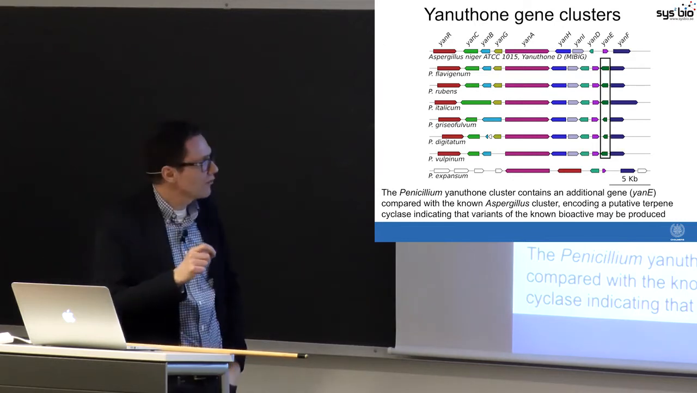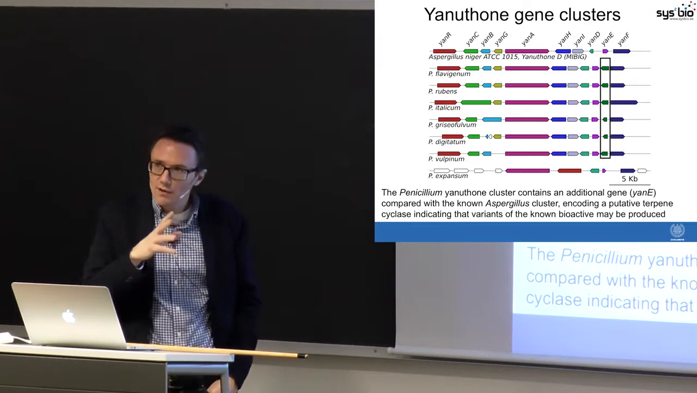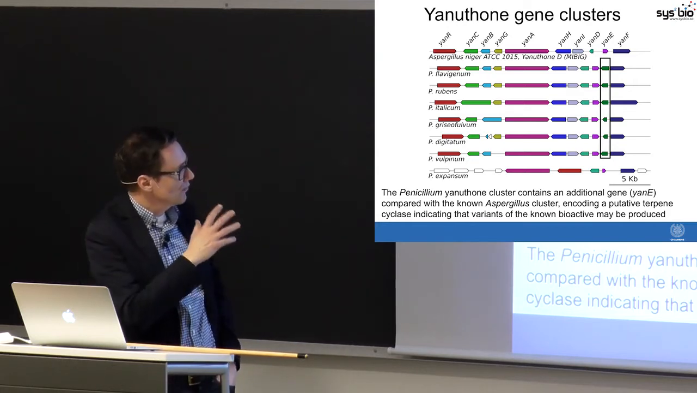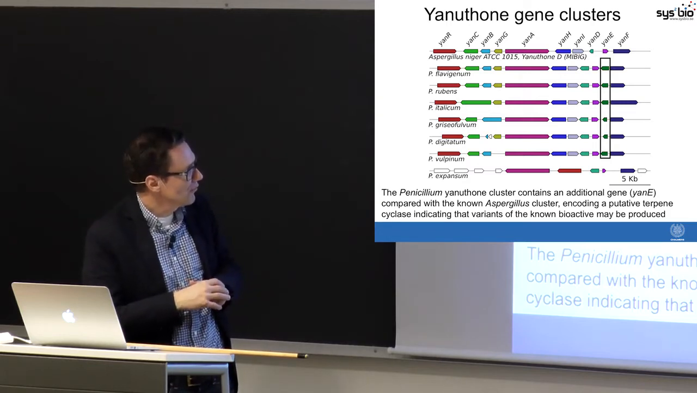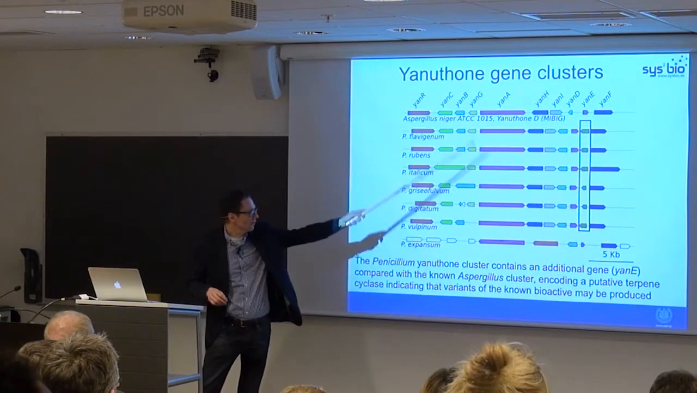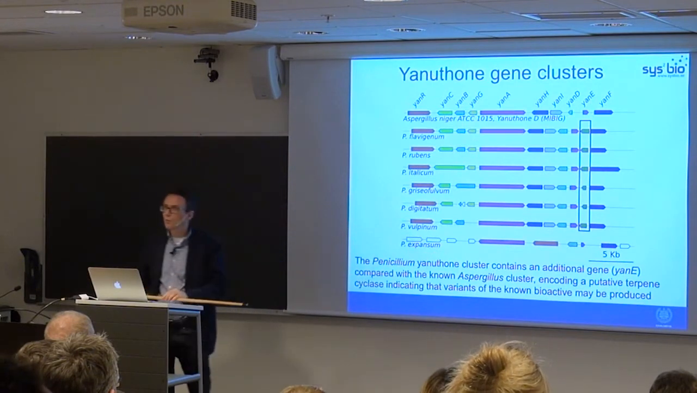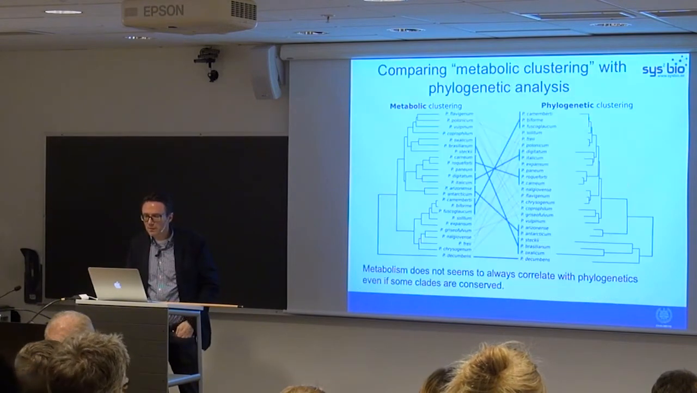And interestingly enough, we also identified a completely new gene cluster in penicillin that seems to produce ionotones, which is an antibiotic that has traditionally only been found in Aspergillus. But interestingly enough, we find a new enzyme in this cluster here, and we are currently looking into what kind of chemistry may be associated with producing it.